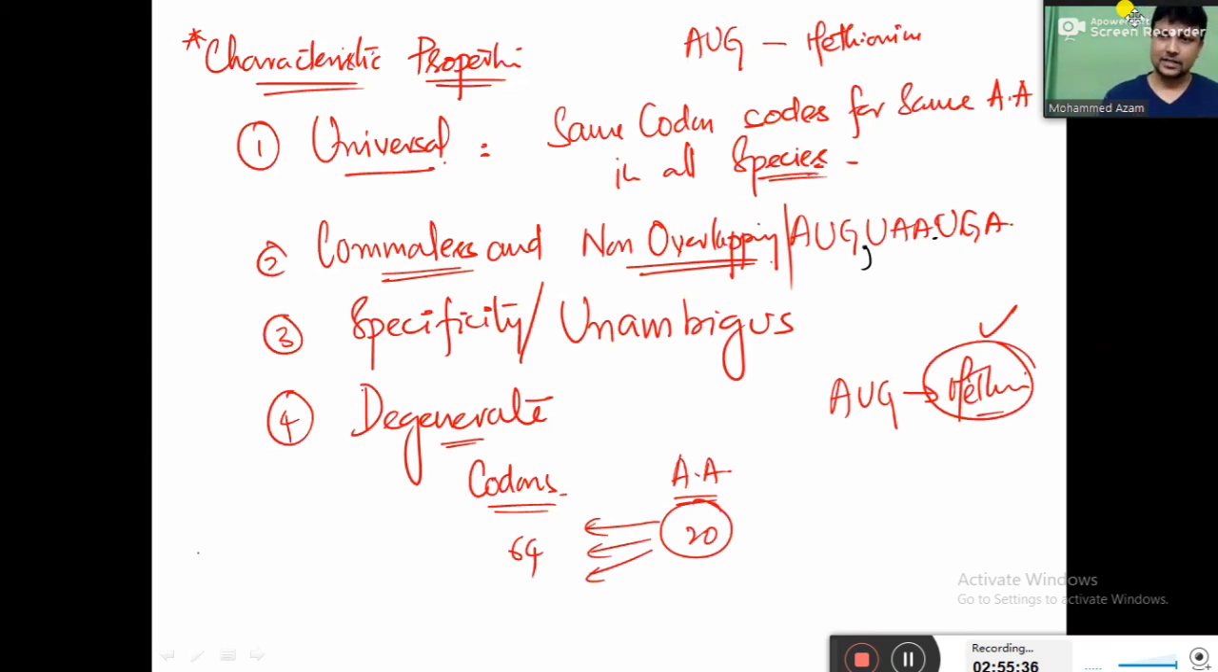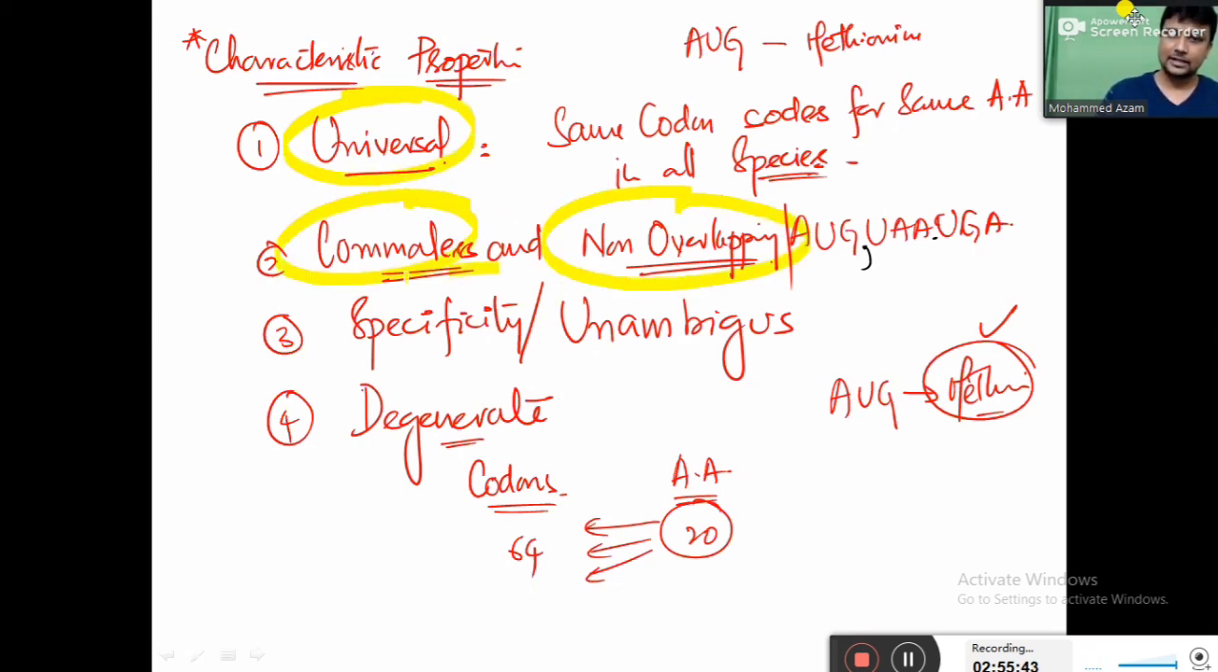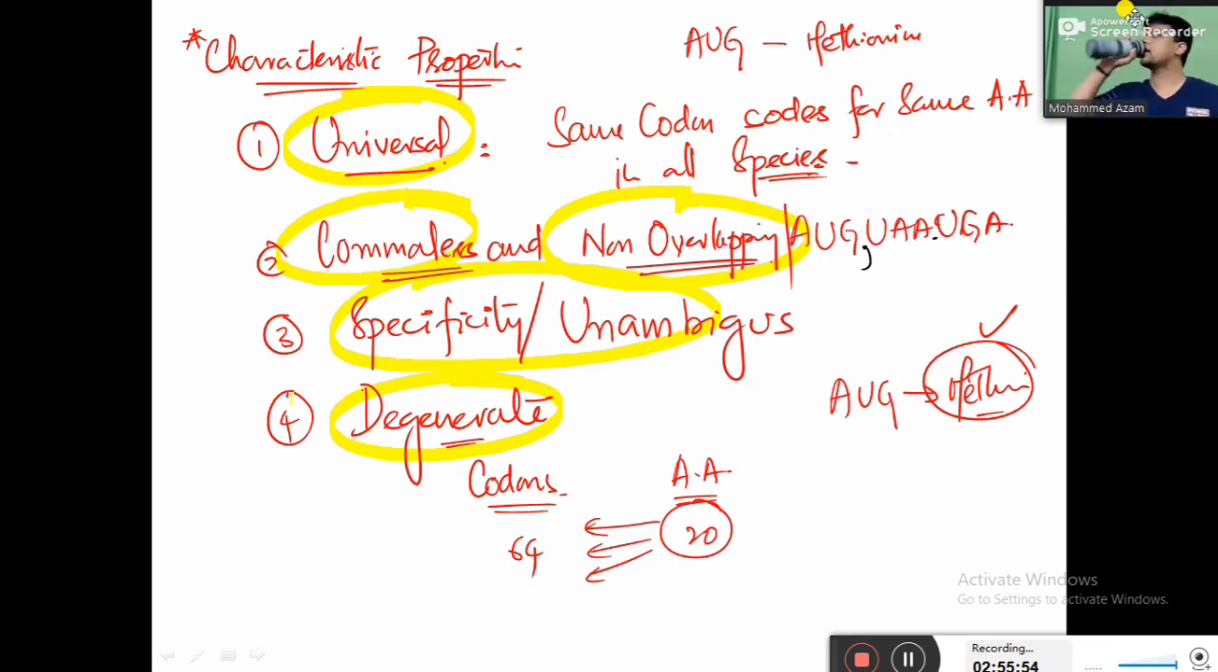So my dear friends, these are nowadays trending questions you have to remember. A codon is universal, commaless, non-overlapping, specific, unambiguous, and degenerate. That is what they are asking in the exam nowadays. Is it okay? Are you all done?